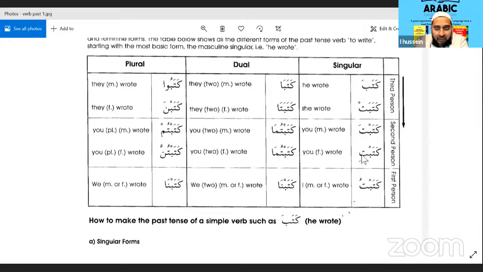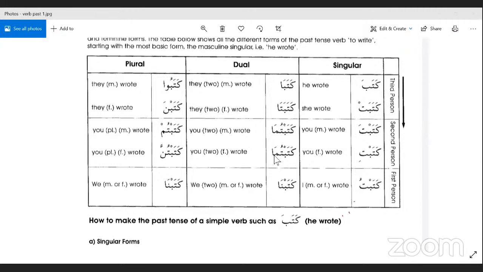Then now continue on the mic for a second. Then we have katabti, you one female. So over here, katabta had a fatha. Now katabti has a kasra. Feminine, yeah. Yes, you one female wrote is katabti. Excellent. Katabtuma and katabtuma, both of them, you two male and you two female. The verb are exactly the same. You can only tell from context whether it's referring to the male or the female.